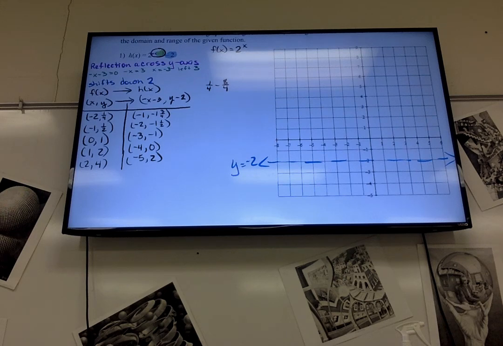So negative 1, 3/4, negative 2, negative 1 1/2, negative 3 and negative 1, negative 4 and 0, negative 5 and 2.